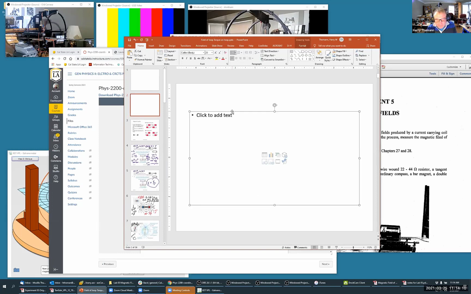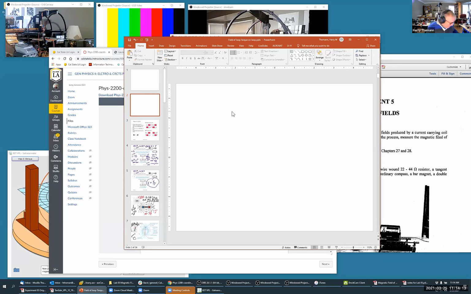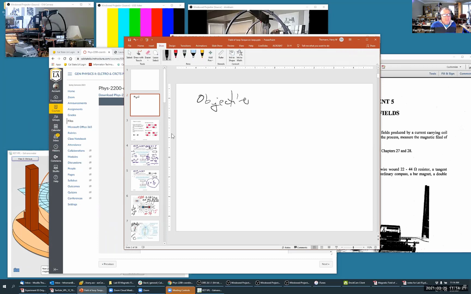So the objectives for this lab were, getting my drawing tablet here. So it was about the B field basics, like north and south, right, and the north to south of the field lines. And let's see what else. The B fields around currents.